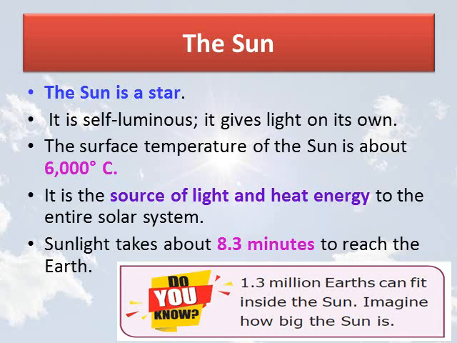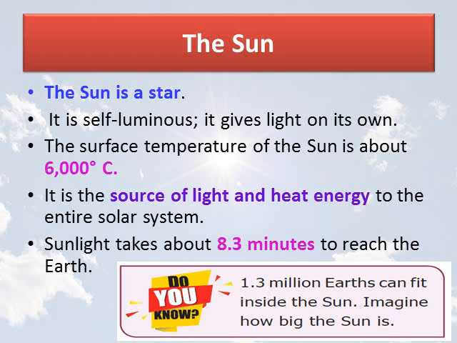Sunlight takes about 8.3 minutes to reach the Earth. So for sunlight to reach the Earth, it takes around 8.3 minutes. Dear children, 1.3 million Earths can fit inside the Sun. How many Earths can fit inside? 1.3 million. Just imagine how big the Sun is.